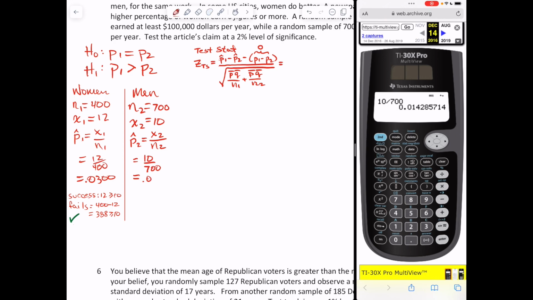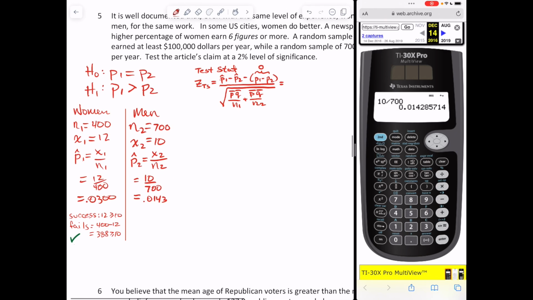Okay, so that's that. Looks good. And then we want to focus on successes and failures. So with the men, the successes, looks like there's 10 men, which is big enough. You just need at least 10, which we've got. And for the fails, we had 700 people minus 10 successes. So obviously that's 690, which is also greater than or equal to 10. And so we've earned our little green check mark here as well.